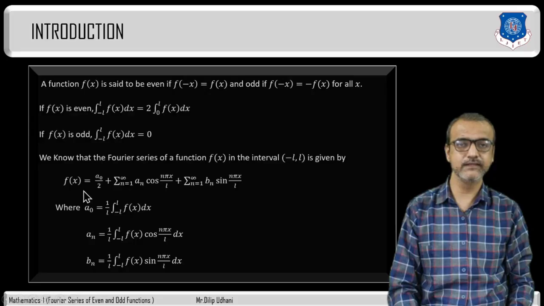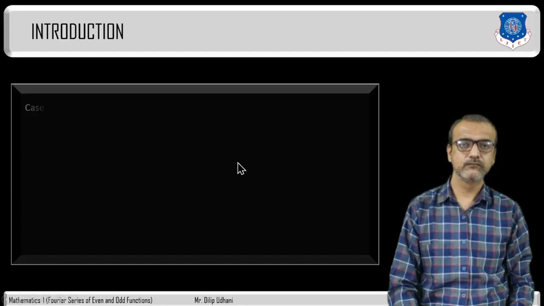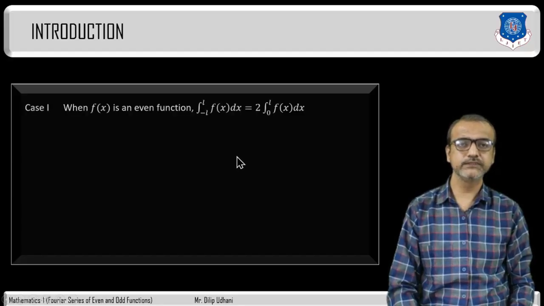So whenever you have been given the interval minus L to L and you have to find out its Fourier series, then first of all you have to check whether the given function is an even function or odd function, or it is neither an even function nor an odd function. So based on even function or odd function, you have to find out a0, an and bn. So based on an even function or odd function, we have different cases.